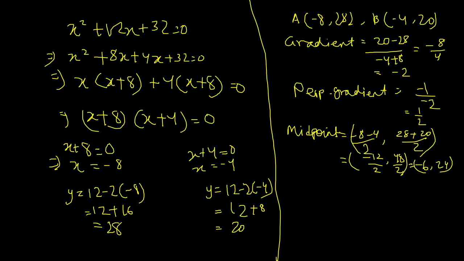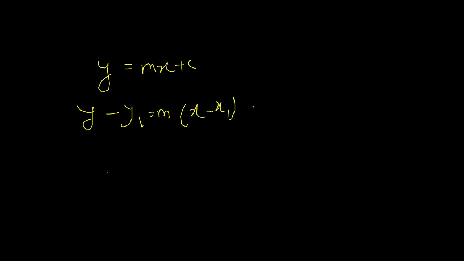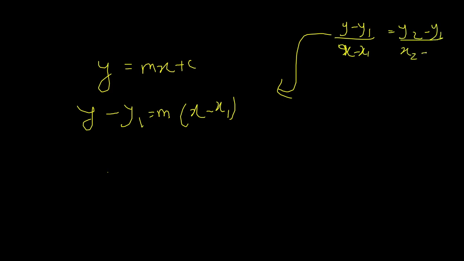Now for the equation we actually have a formula. Basically for the equation there is going to be a formula which is either y equals mx plus c, or y minus y1 equals m into x minus x1, or this is not recommended, but if you can know the other coordinate using the same gradient and the same point, then you can use the other equation, which is y minus y1 divided by x minus x1 equals y2 minus y1 divided by x2 minus x1. Now this is actually where this thing came from.